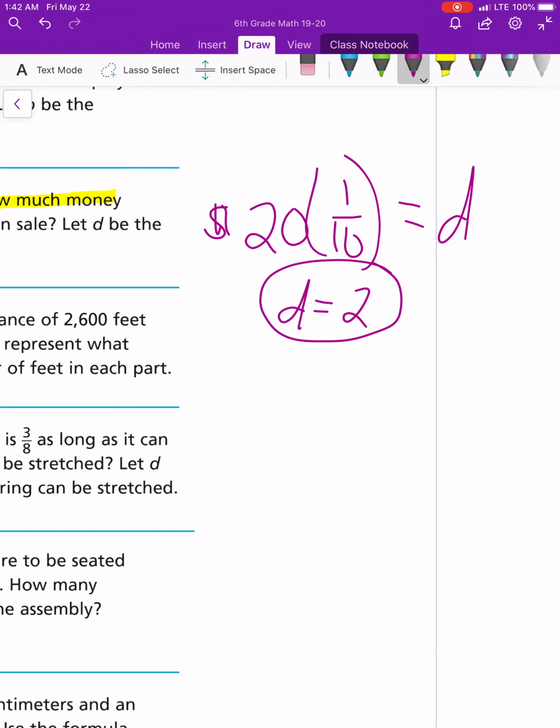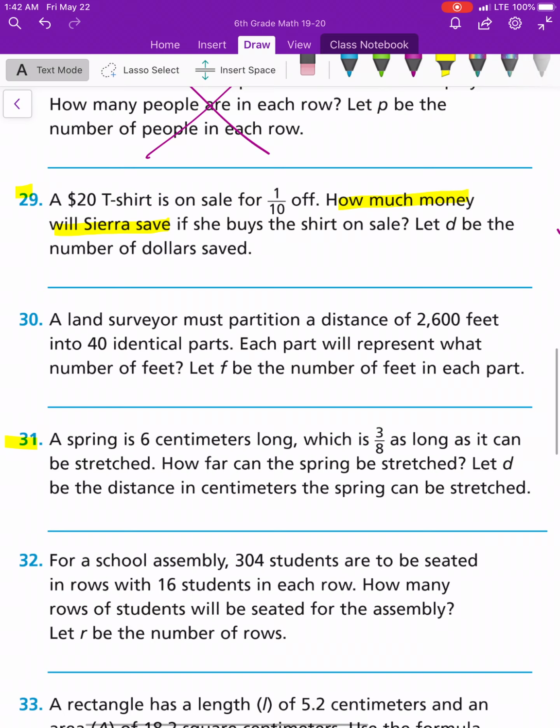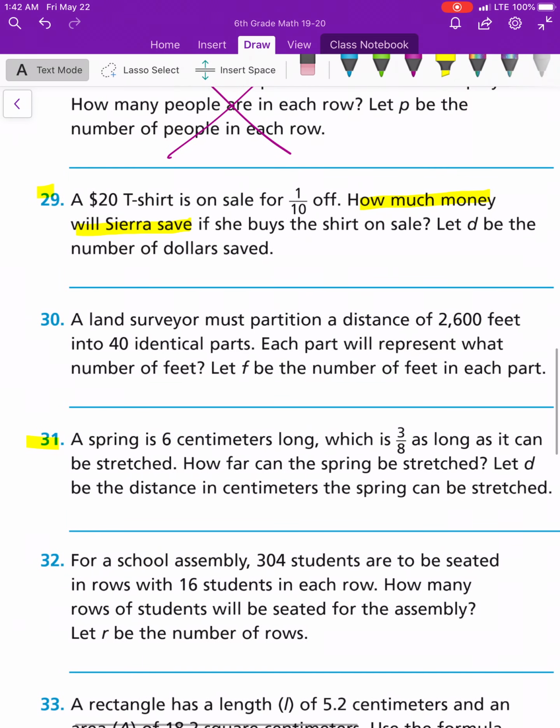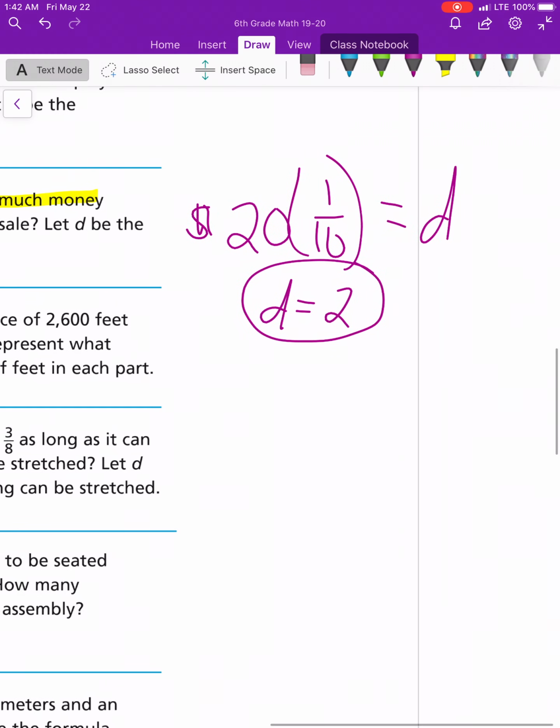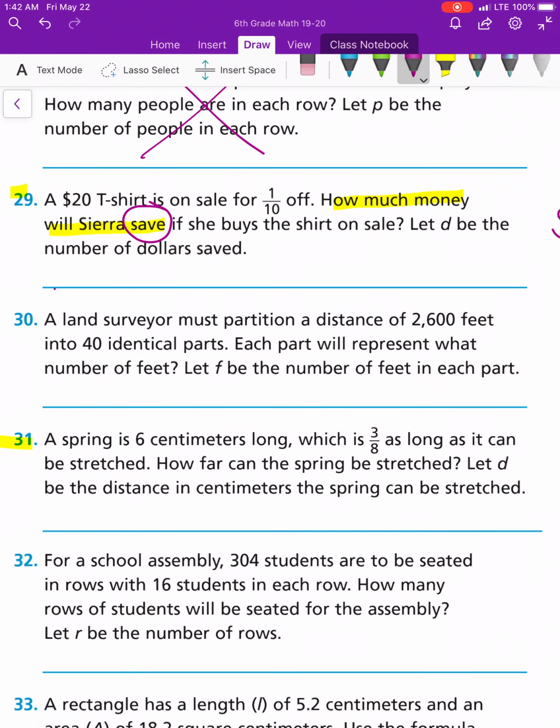She'll save $2. So is that what it's asking, or how much will she save? Yep, it is asking for how much she saved. Whew, I did it right. She will save $2. So let's write that. She will save $2.